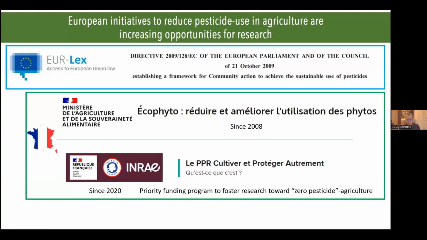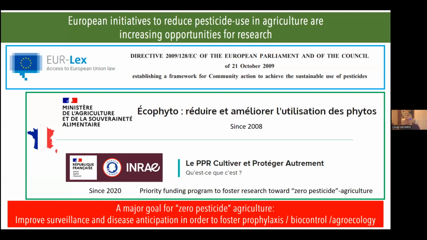In Europe, there have been many initiatives to reduce pesticide use in agriculture, and this has created lots of opportunities for research. We've had a European directive that started in 2009, and this led to some goals by the European Union to reduce pesticides. And finally, France opened a priority funding program to think about how to move toward zero pesticides in agriculture. Part of the main goal is to improve surveillance and disease anticipation as one of the ways to reduce pesticides, and this would foster prophylaxis, biocontrol, and agroecology.